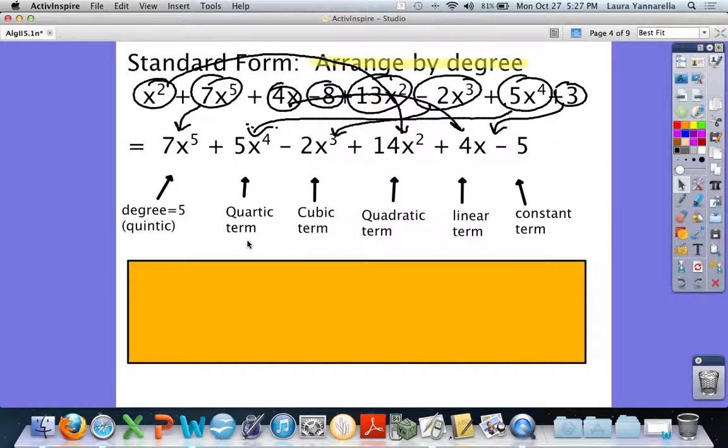If I were to ask you what is the quartic term, you would say that's 5x to the 4th because the quartic is the 4th power. The cubic term is negative 2x to the 3rd. The quadratic is 14x squared. The linear is 4x, and the constant term is negative 5.